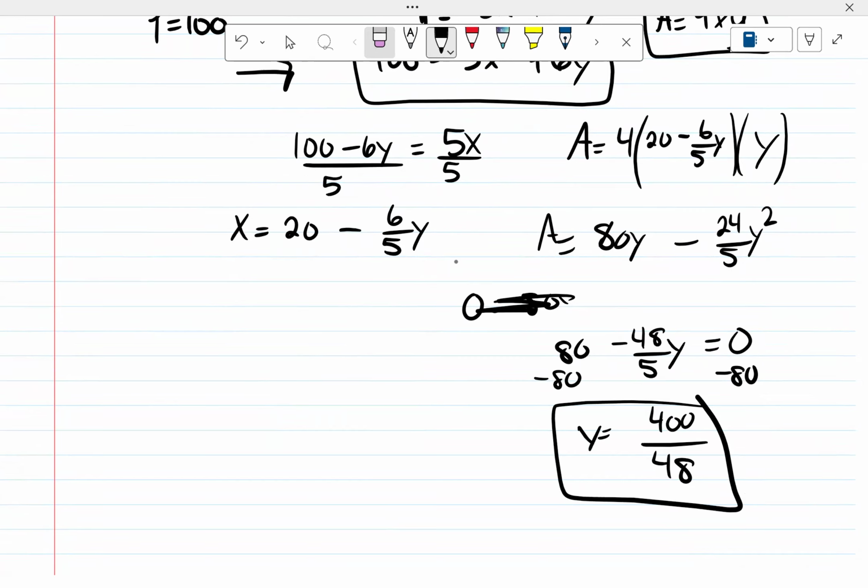Okay, that was the last problem for the derivative section, and then there should be an integral section. So I'm going to stop right here.